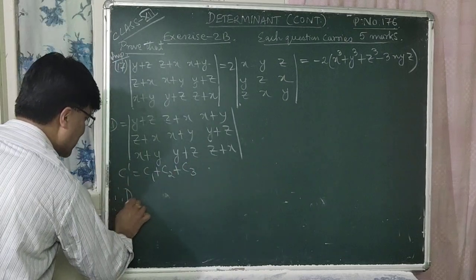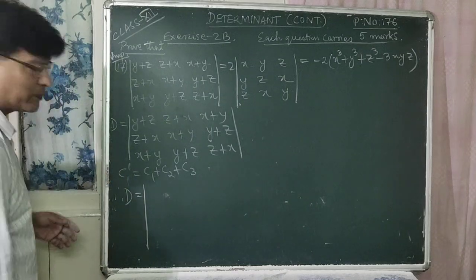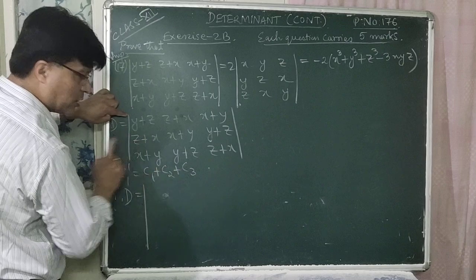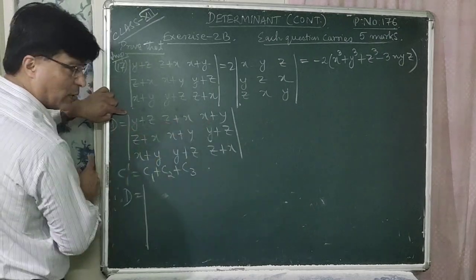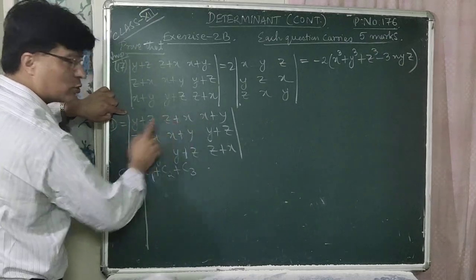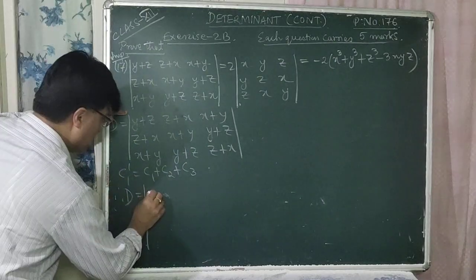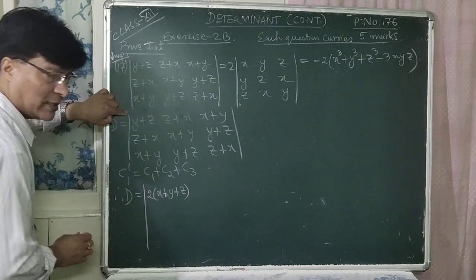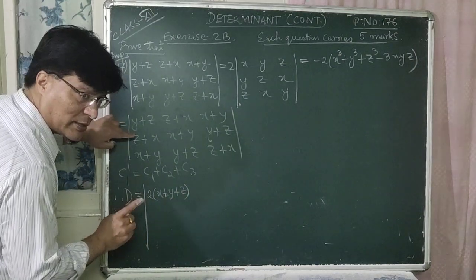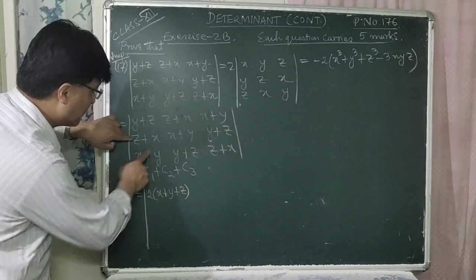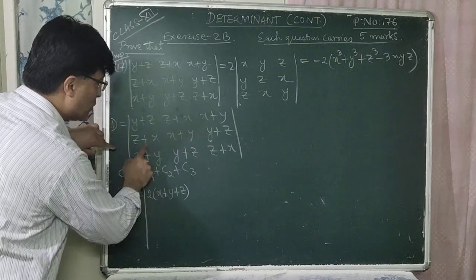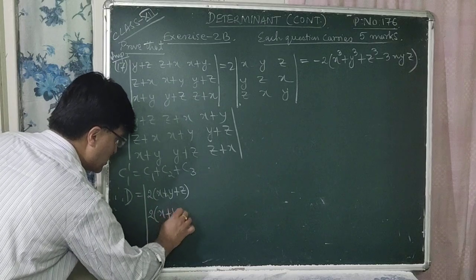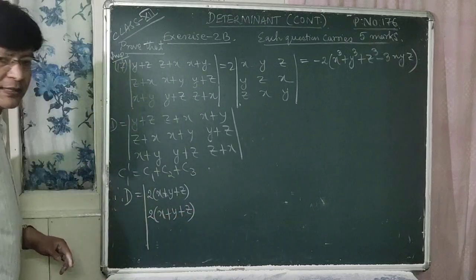So what is D now? Now column 1 is changing. How does it change? C1 plus C2 plus C3, right? This plus this plus this. What is it? 2x plus 2y plus 2z. What is common there? 2. 2 within bracket x plus y plus z, right? Here also, what is the second element of the first column? Again, x plus x 2x, y plus y 2y, z plus z 2z. That is 2 is taken common here. X plus y plus z, right?